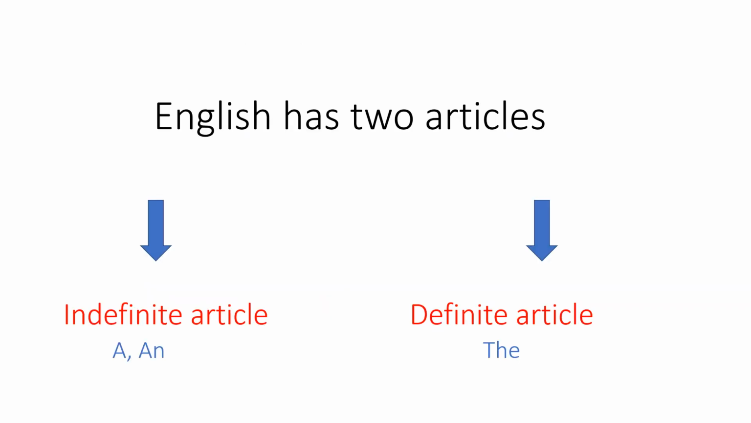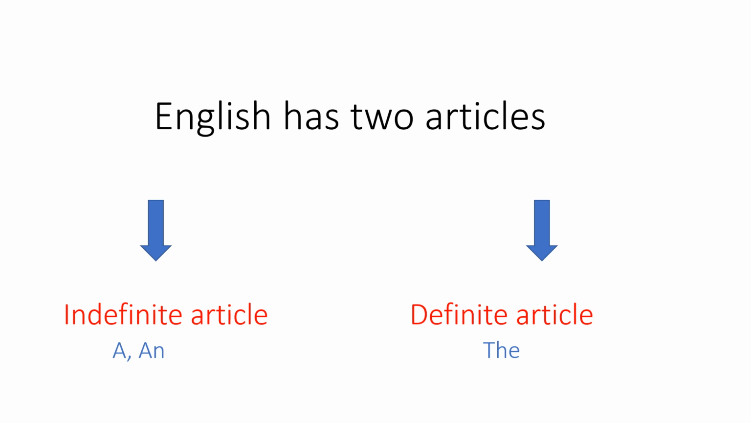Articles are categorized into two different types based on their usage: definite and indefinite articles. The article "the" comes in the list of definite articles as it shows uniqueness or a specific thing. The articles "a" and "an" come in the list of indefinite articles as they do not show any uniqueness or specific thing. Instead, they show that the thing is being said in general.